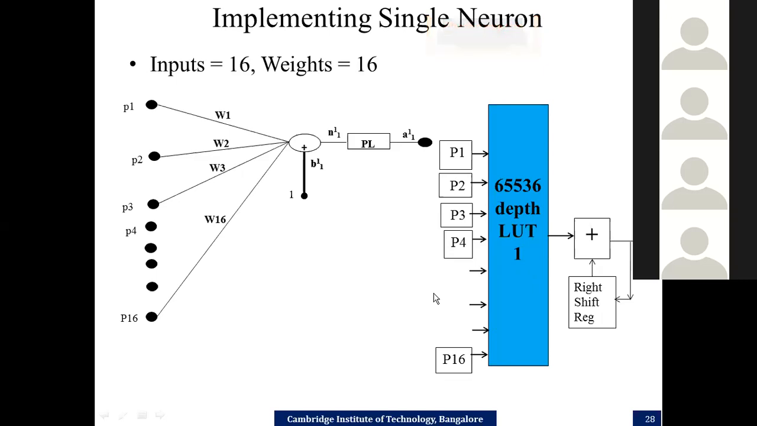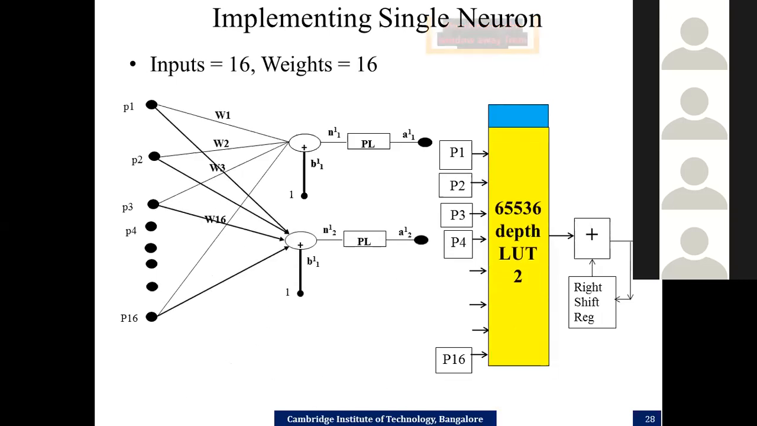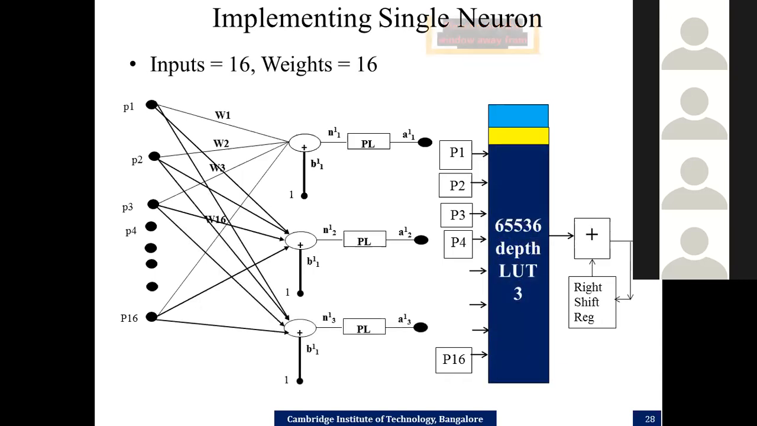How are you going to realize the second neuron? I create another LUT of depth 65536, pre-calculate all the possible content of the LUT by considering the weights that are known to me well in advance. So that is my second LUT. Inputs will remain the same for the first LUT and for the second LUT. Again, I need an adder and shift register separately for the second LUT also. Similarly, for the third neuron, I can have one more LUT design. Then I can compute the 3 outputs of the neuron.